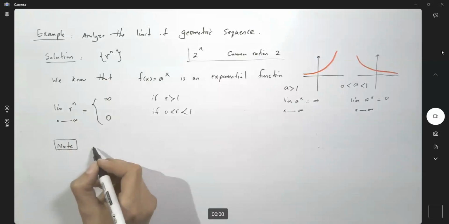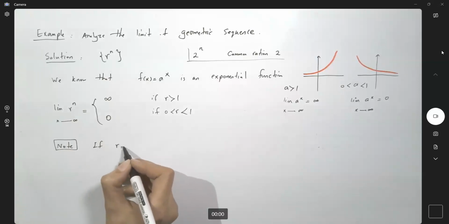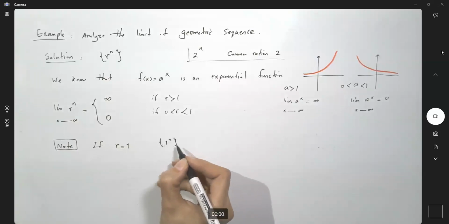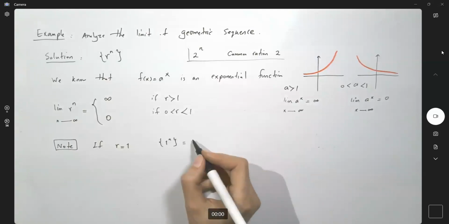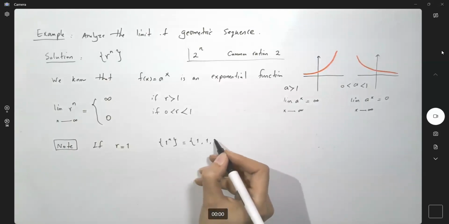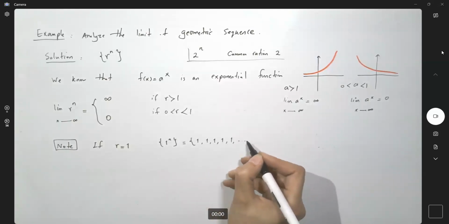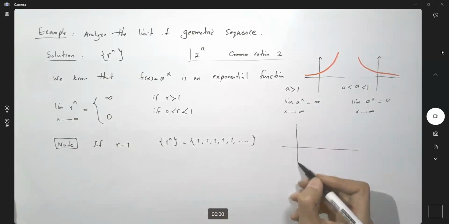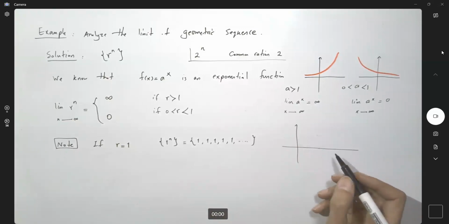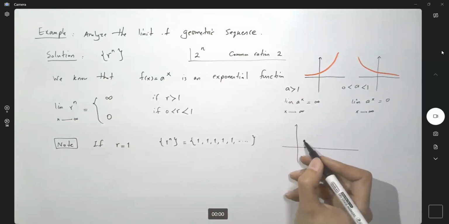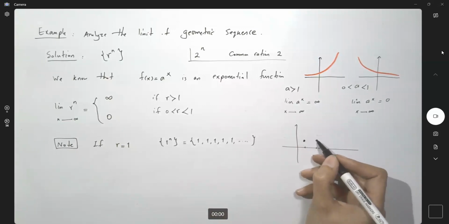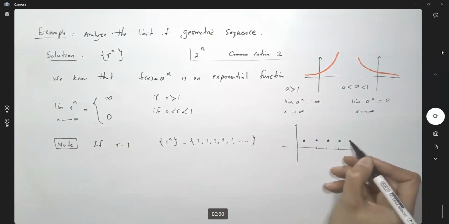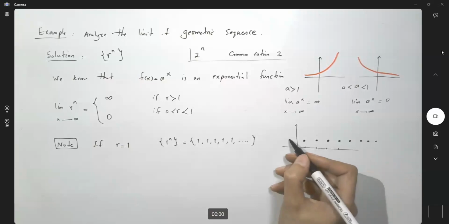These are important notes. If r is equal to 1, what do you have? You have 1 to the power n, which is basically writing the terms of the sequence as 1 and 1 and 1 and 1. So if I graph this guy, take a look at the graph. No matter what n is, a_n is 1: n is 1, a_n is 1; n is 2, a_n is 1; n is 3, a_n is 1; n is 4, a_n is 1. So it keeps repeating itself at 1.